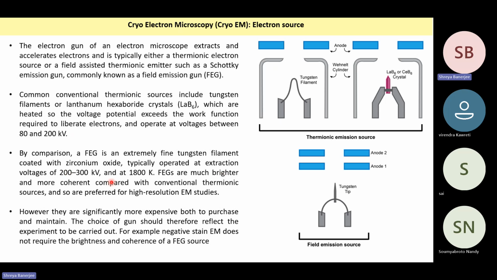FEGs are much brighter and more coherent compared to the conventional thermionic sources, so the field emission is preferred. But the problem is the field emission is also very expensive. So depending on what you need, either the thermionic emission source is used or the field emission source is used.